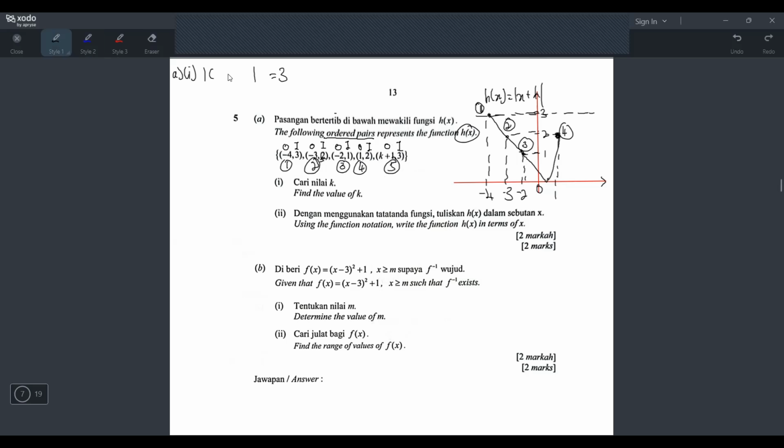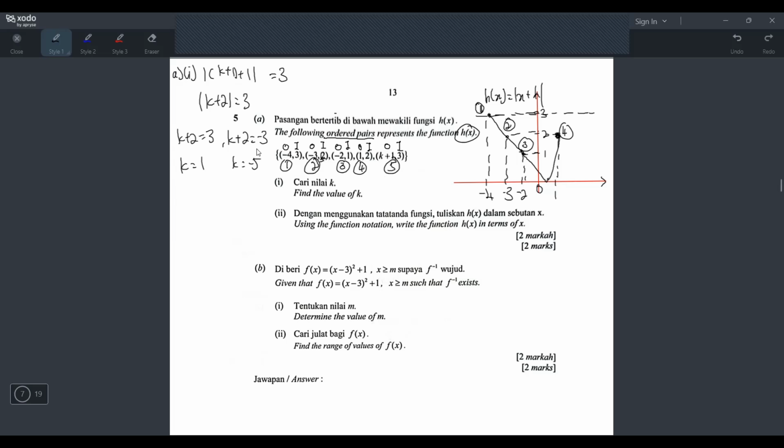And then this one will be modulus of x plus 1, and the x here is the object, which is k plus 1. So what is k plus 1 plus 1? It will be modulus of k plus 2 equals 3. And how do you get your k? You open the modulus. When you open the modulus, what happens? You get two answers, one positive, one negative. So k plus 2 equals 3 and -3. So k equals 1 here, and k equals -5.